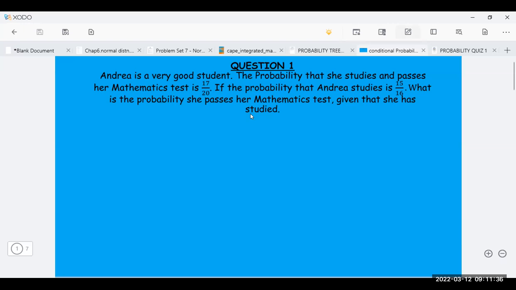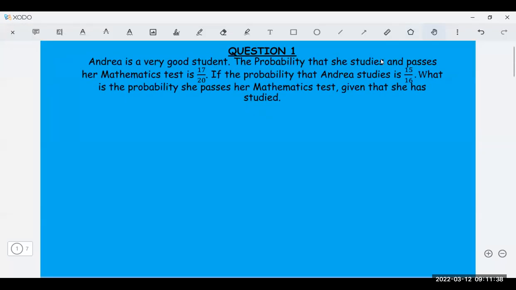As I said, we're always looking for what is our A and what is our B. So the first thing they told us is that the probability she studies and passes her math test is 17 out of 20.